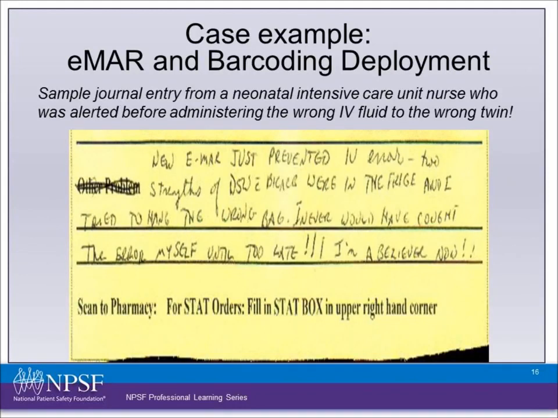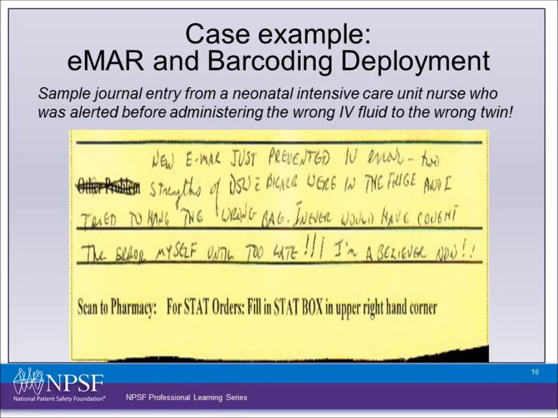And the next slide here is a case example from the EMR and barcoding deployment. It's a journal entry from a neonatal intensive care unit nurse who was alerted by the technology that she was about to administer the wrong IV fluid to the wrong twin in the neonatal ICU. So her scan note to pharmacy says, "New EMR just prevented IV error. 2 strengths of D5W with bicarb were in the fridge."